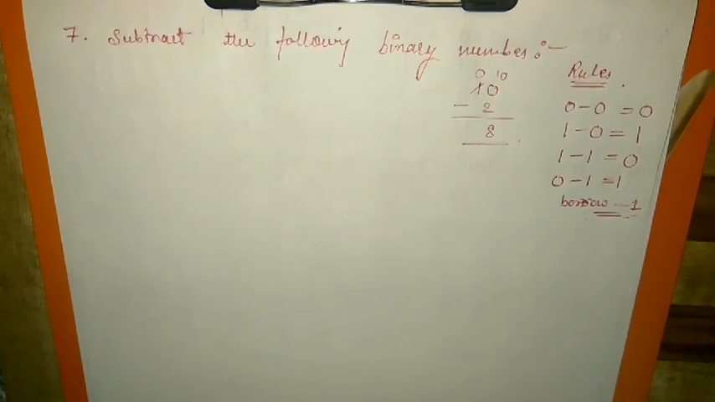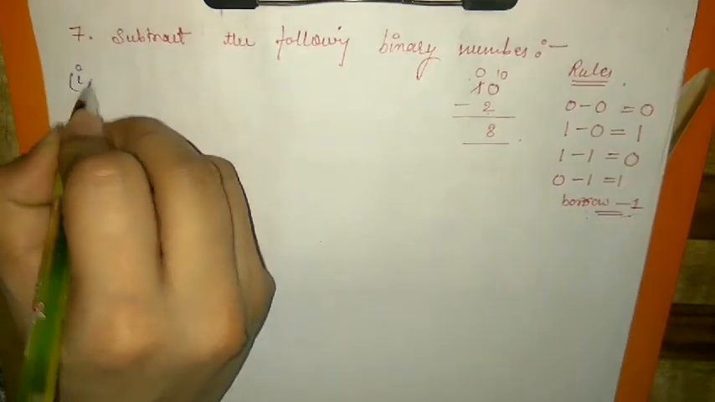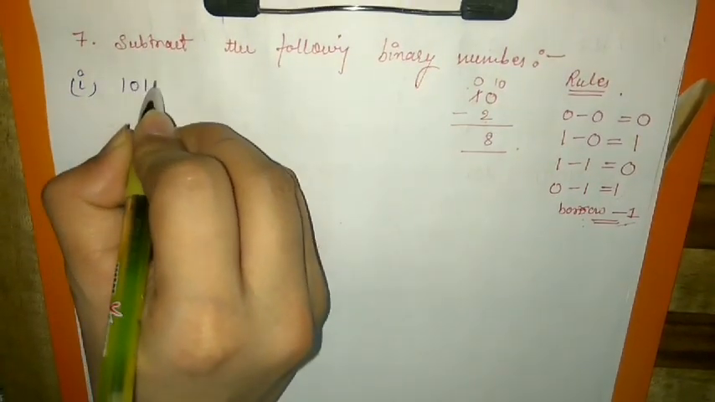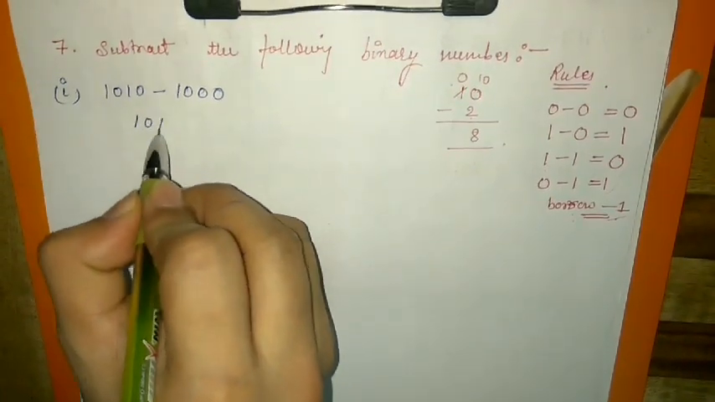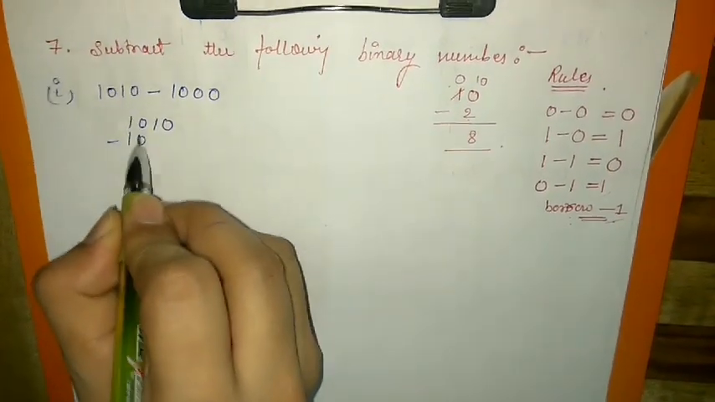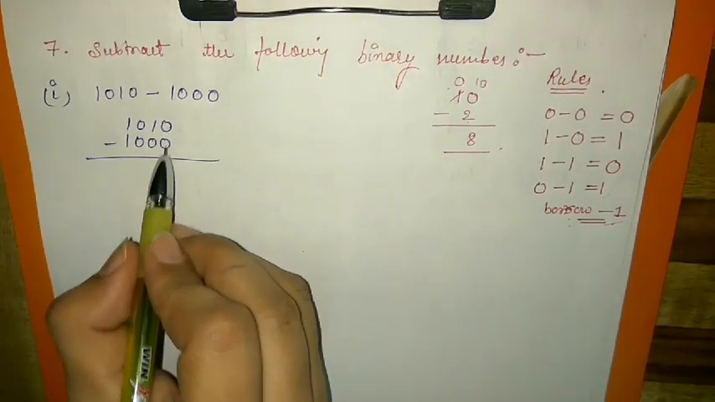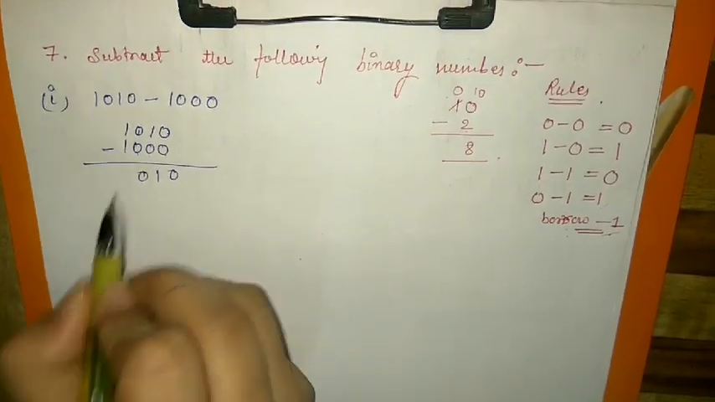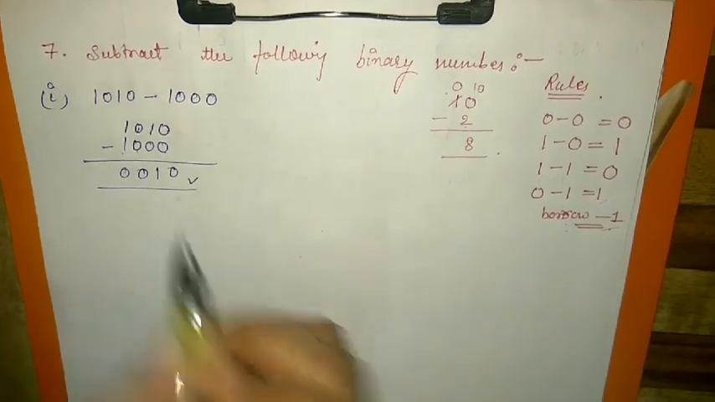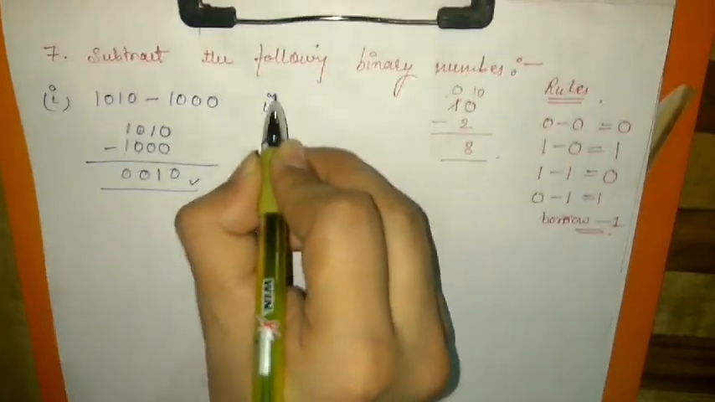Okay, now see the question. The first one is 1010 minus 1000. Okay, so write down 1010 minus 1000. You will be getting 0 minus 0 is 0, 1 minus 0 is 1, 0 minus 0 is 0, and 1 minus 1 is 0. Very simple one.